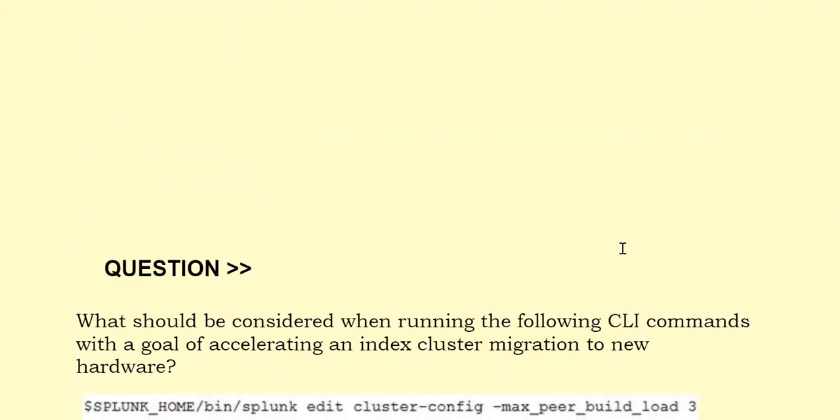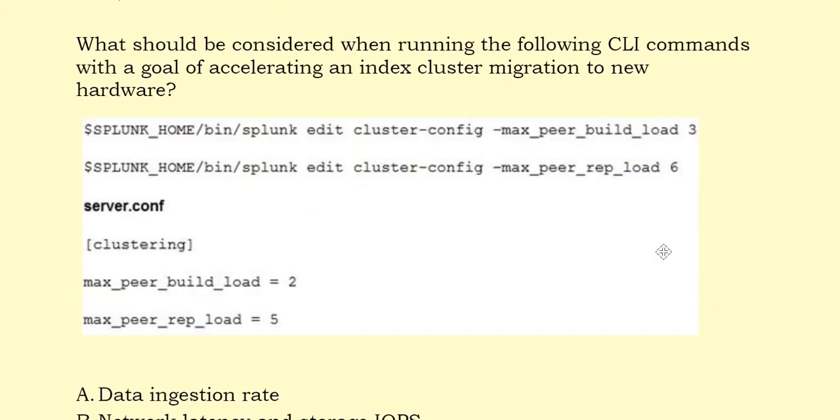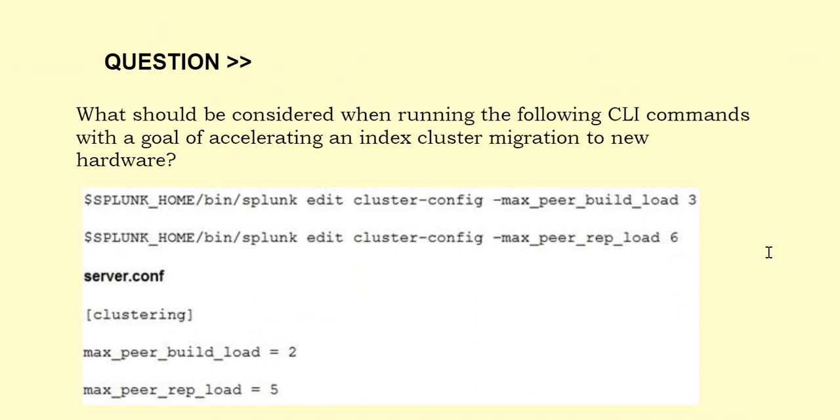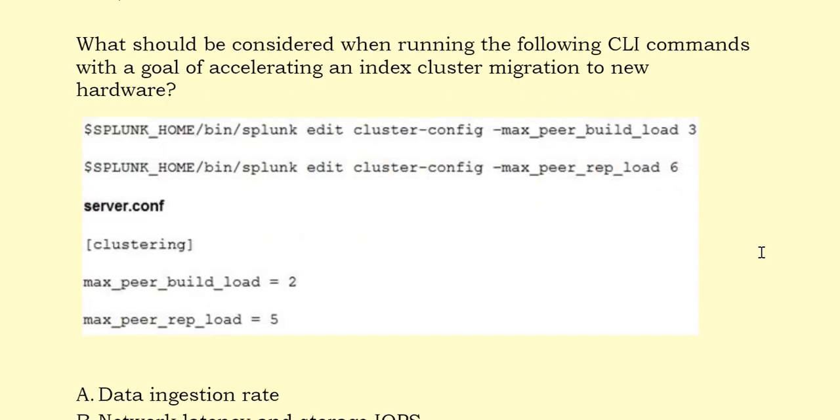The correct answer is option D. Moving towards the next question. What should be considered when running the following CLI command with the goal of accelerating an index cluster migration to new hardware? Please have a look at the commands.